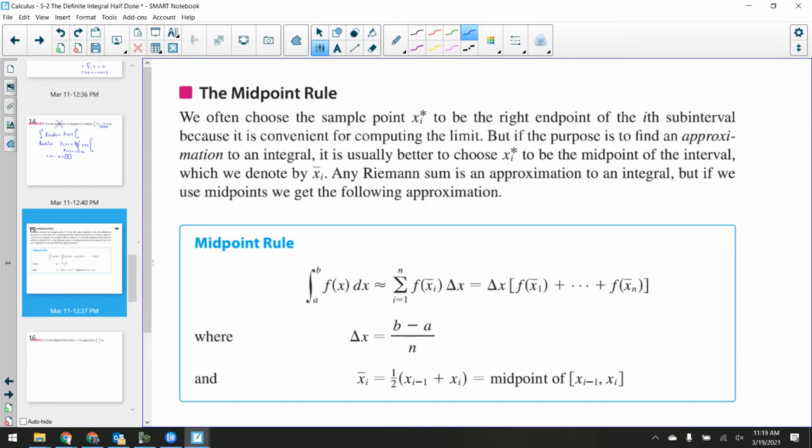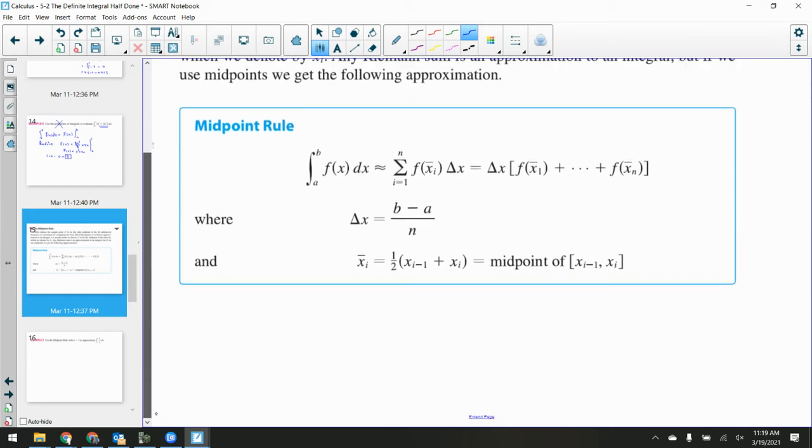The problem with choosing a midpoint is that we don't know whether it's an over approximation or under approximation, but it's a good approximation. Any Riemann sum is an approximation of an integral, but we can use midpoints to get the following approximation. So here's what I'm going to do here. I'm going to use midpoints to get a really good approximation of this. All of these things we've done before. The only difference is now we're using x bar i instead of x i, which basically means I'm going to be using the midpoint.